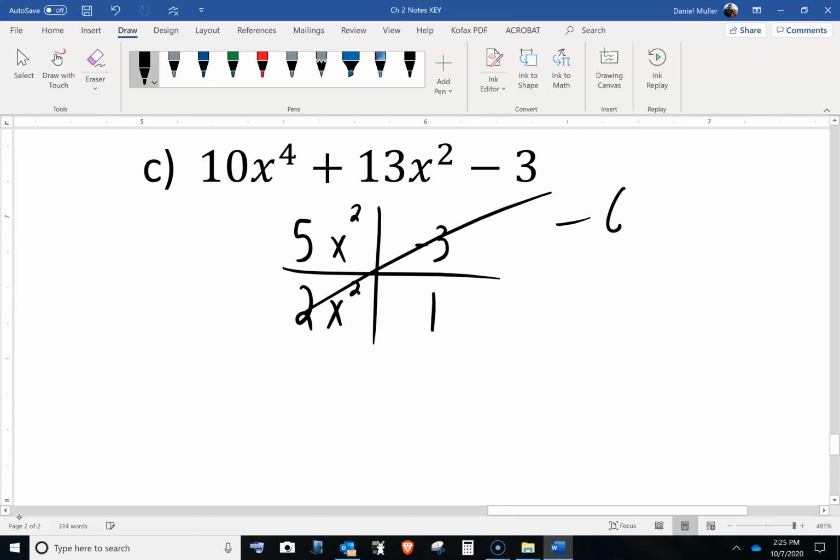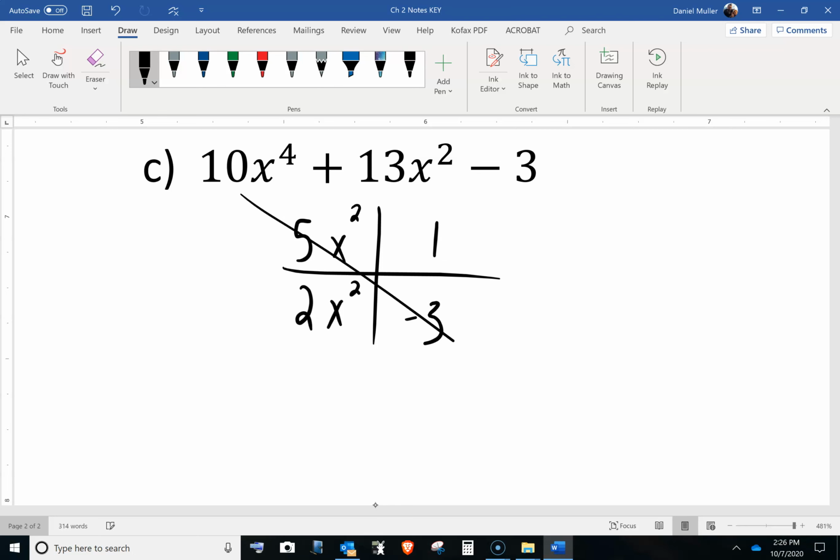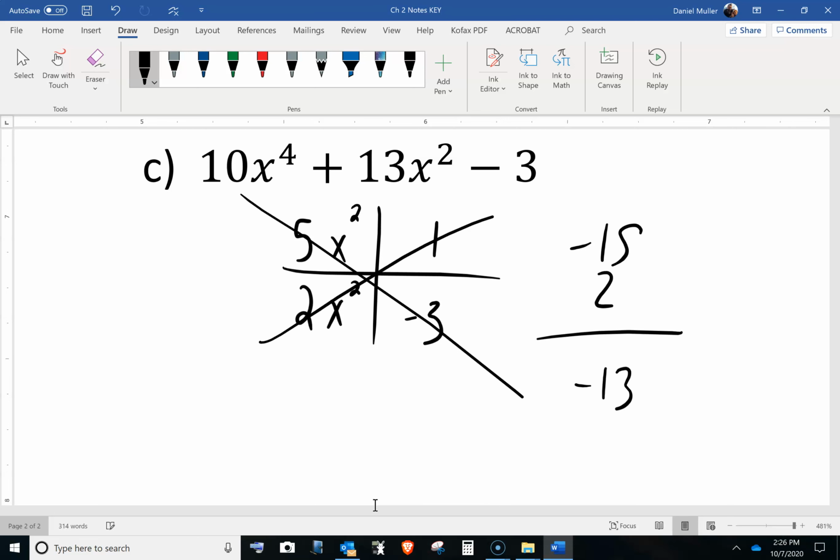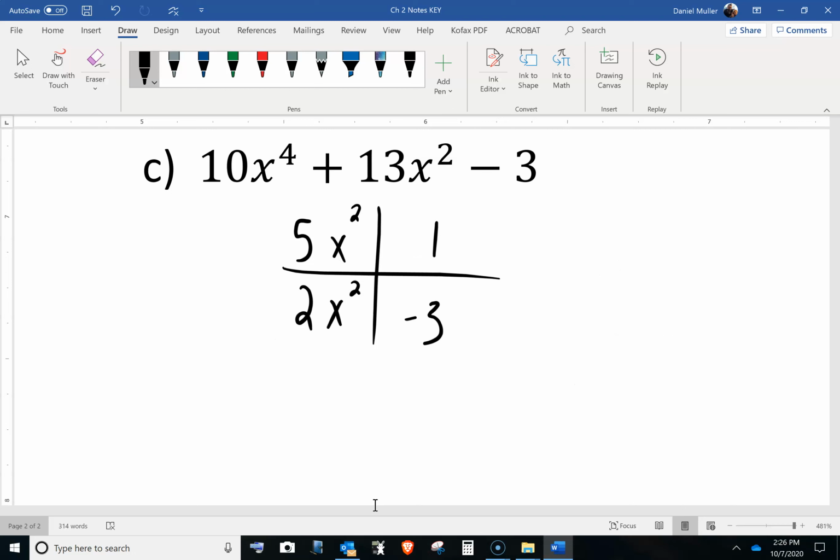So that's negative 6, that's positive 5. If you add those together, you're going to get negative 1. That's not what I want. If you put the 3 down below, let's try that. 3 and 1. One of them has to be negative. Okay. So that's negative 15. That's positive 2. If you add those together, you get negative 13, which is exactly what I needed, except for the symbol. So I'll just change the symbol. I'll make the top one negative now, and the bottom one positive.